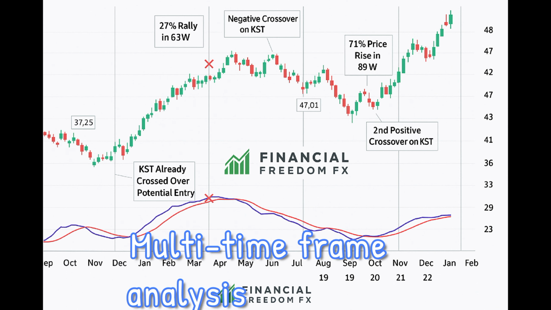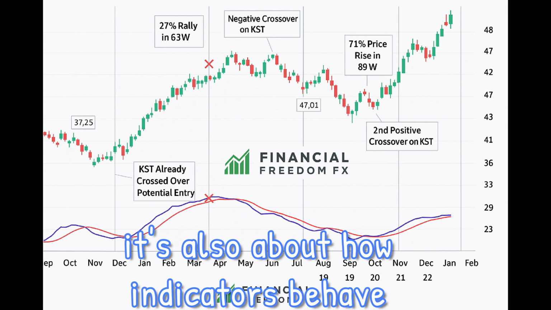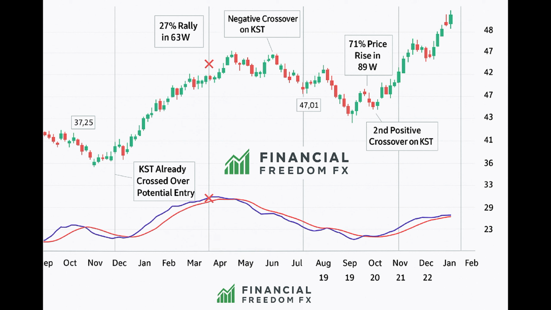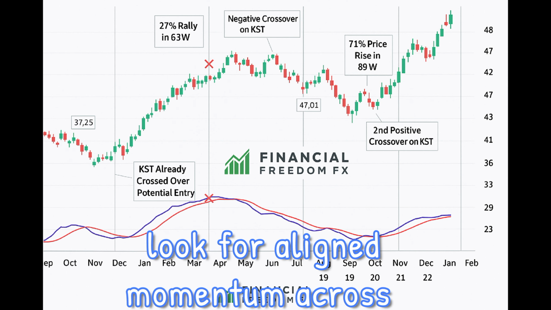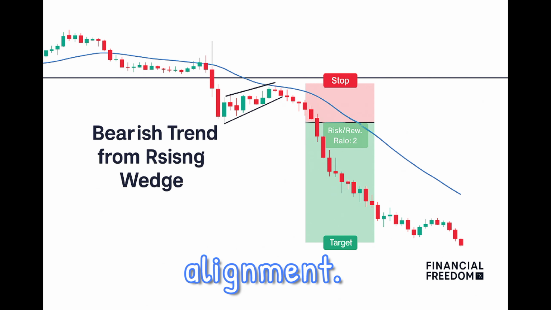Multi-time frame analysis isn't just about candles. It's also about how indicators behave across time frames. You don't just look for entry, look for aligned momentum across the board. This chart is a masterclass in technical alignment.